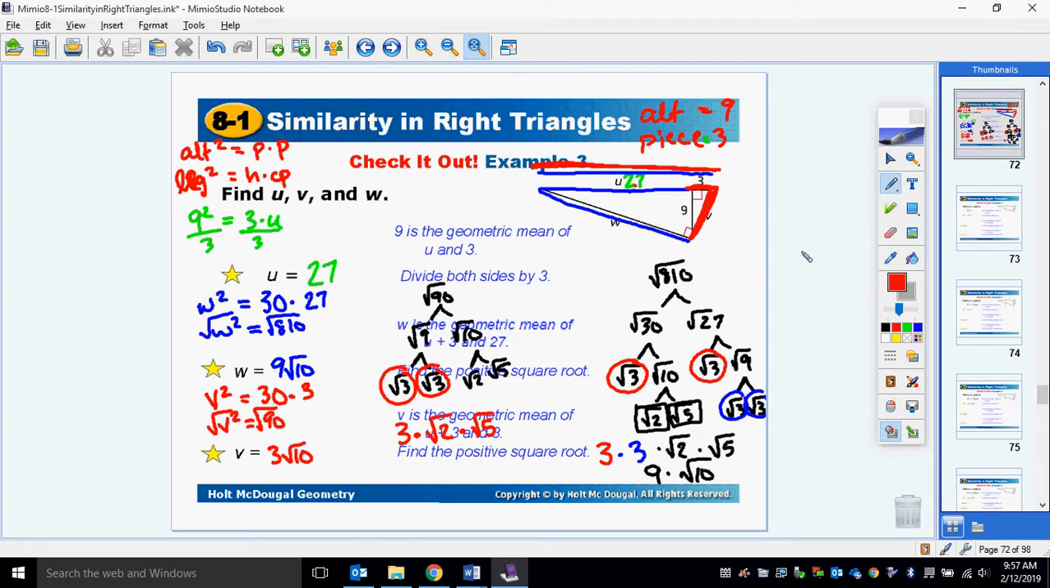Okay, so we found all 3. We have 27 for U, 9 square roots of 10 for W, and 3 square roots of 10 for V.